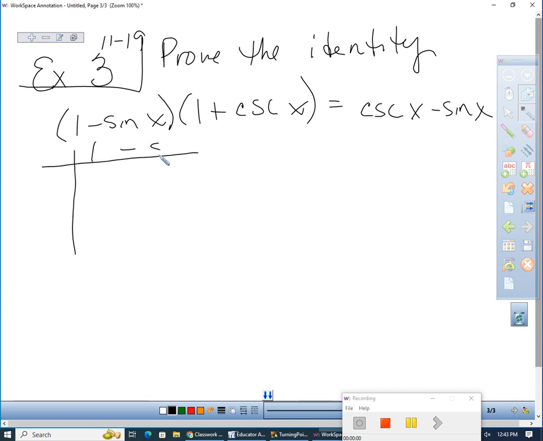So I have 1 minus sine x times 1 plus cosecant x. 1 times 1 is 1. 1 times negative sine is negative sine x. 1 times cosecant x is cosecant x. Negative sine x times cosecant x is negative sine x cosecant x, which equals negative 1.